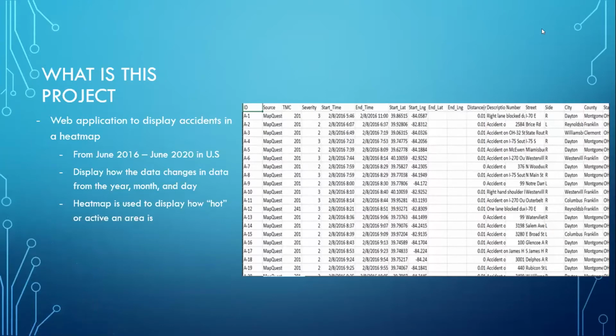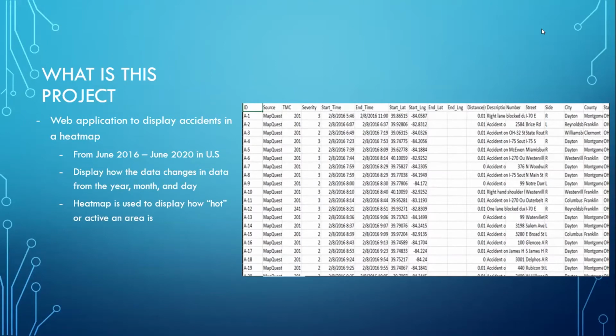What is this project? It's a web application to display accidents in a heat map using Google Maps' visualization library to add a layer similar to what you would see on popular channels such as Snapchat, where we see what is most active in certain areas.